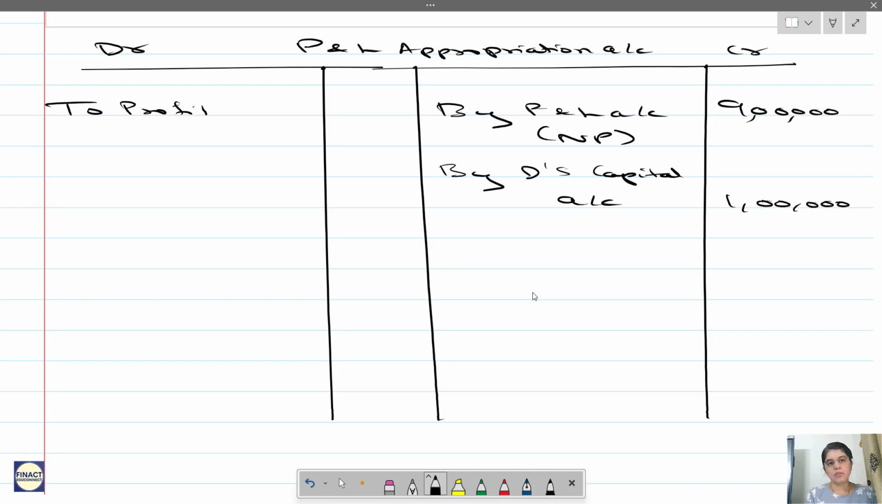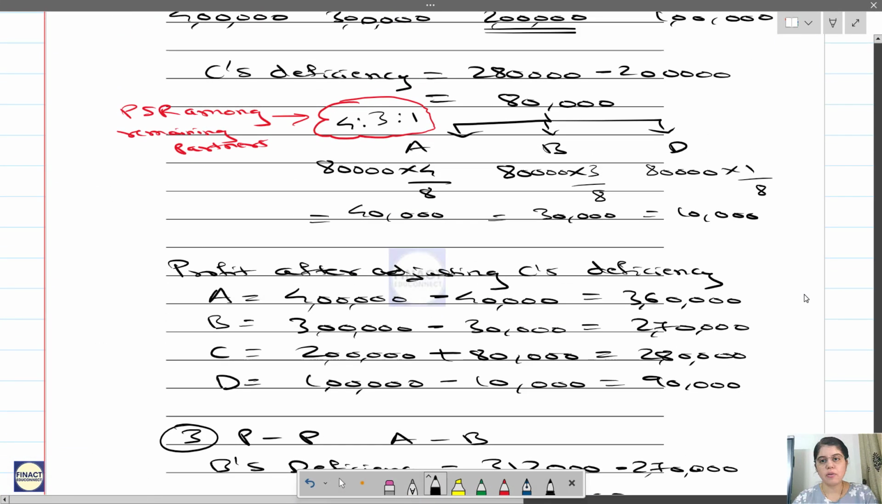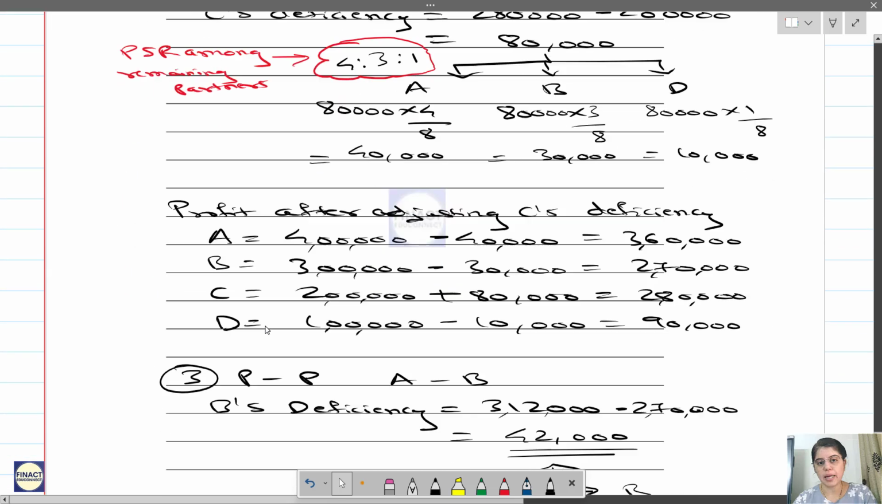Okay. Now let us distribute the profit to the partners. So to profit transferred to partners capital. A, leave some 2-3 lines. Whenever you have multiple type of deficiencies, leave just 2-3 lines. Now see here, what was the initial profit? Initial profit after this 10 lakh was distributed in the ratio of 4 lakh, 3 lakh, 2 lakh, 1 lakh. Let me write that down.